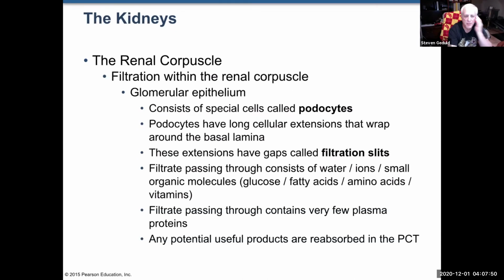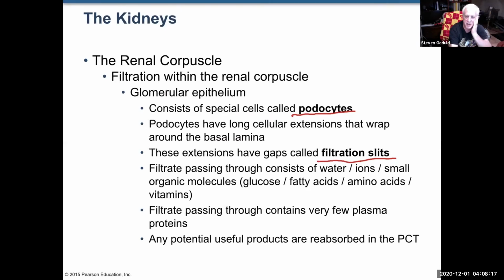Okay, the glomerular epithelium, the lining of the glomerular capsules consists of special cells called podocytes. Okay, those are kidney cells. They're called your podocytes. They have long cellular extensions that wrap around the basal lamina. These extensions have gaps called filtration slits. Okay, they allow things to be filtered out.